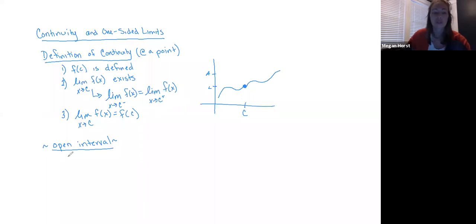But what we say for an open interval is that a function is continuous on the open interval (a, b) when the function is continuous at each point.